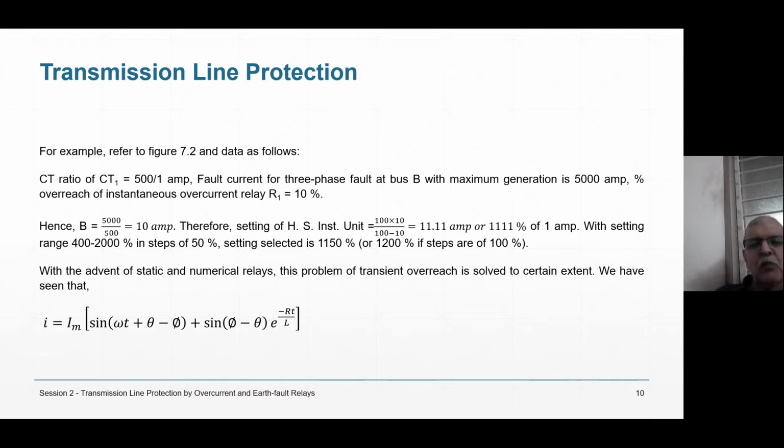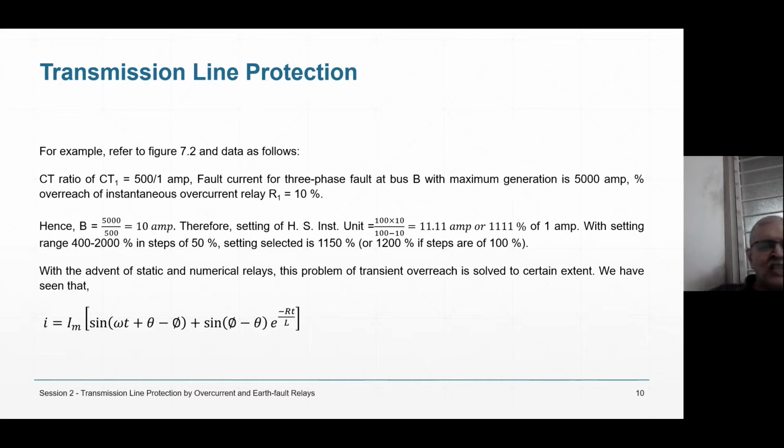I mean, it is exponentially e raised to minus RT by L, but it is decaying after 30 cycles and relay operates within a cycle or two. So you can consider it DC. So if you differentiate this, DC will go, or at least it will attenuate. It will be minus R by L sin phi minus theta e raised to minus RT by L. Sine component will be omega cos omega t plus theta minus phi, where omega is constant. I am not worried about it.